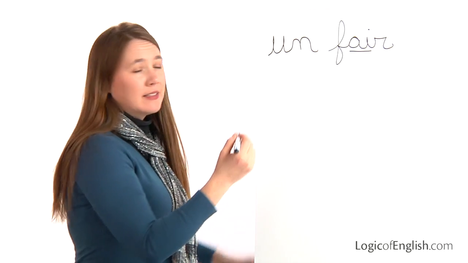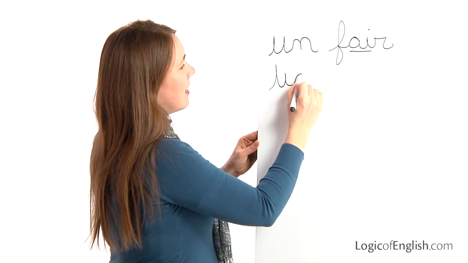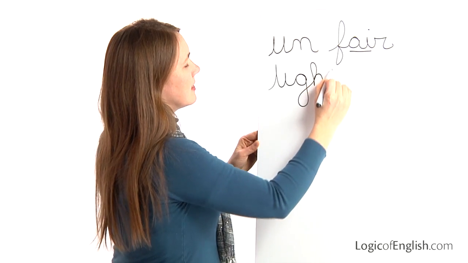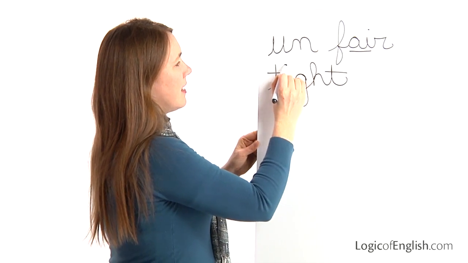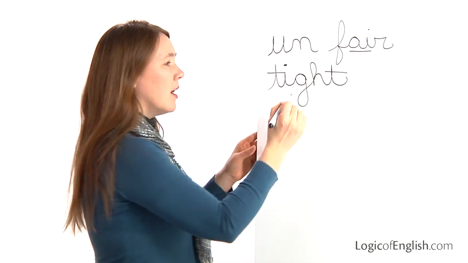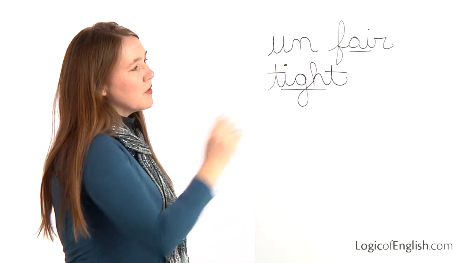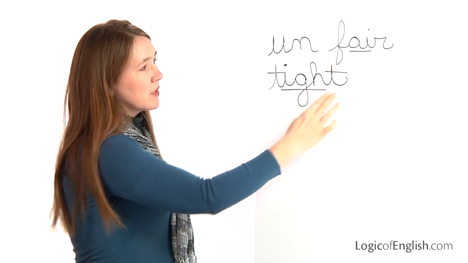And now help me to write it. T, I, t. And how will we mark it? We'll underline the I. Also, this phonogram that ends in a GH is used only at the end of the word or before the letter T. So in tight, it is following the rule.